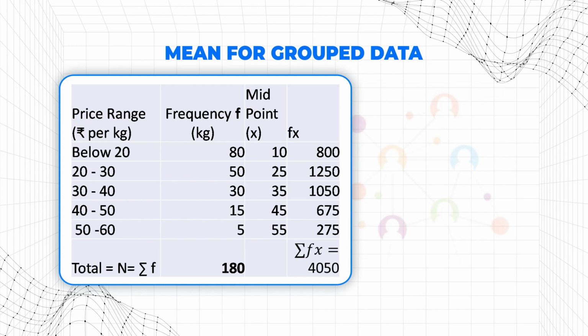So we can get the mean for this given data by putting the values in the formula x bar is equal to summation of fx by n. So here summation of fx is 4050, n is 180. By putting these values, we get x bar is 22.5 per kg.